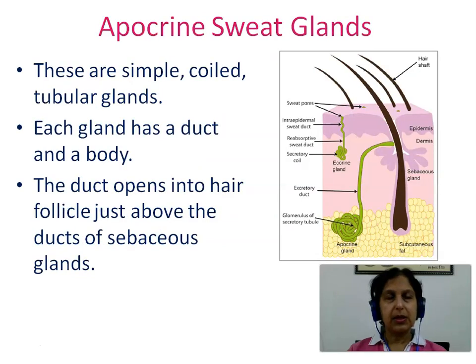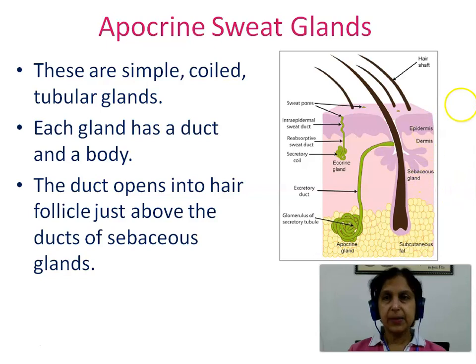The other type of sweat glands are the apocrine sweat glands. These are simple coiled tubular glands. Each gland has a duct and a body. The duct opens into the hair follicle just above the ducts of sebaceous glands.